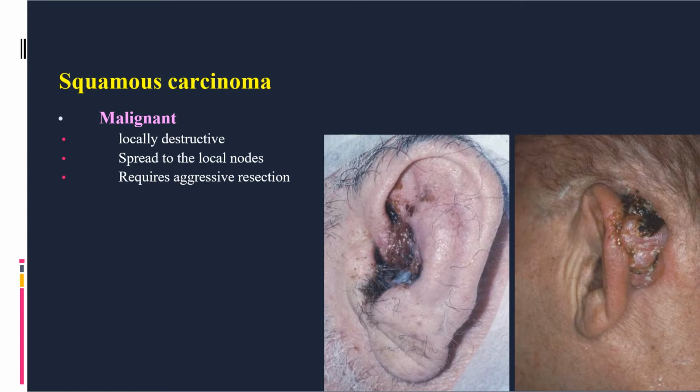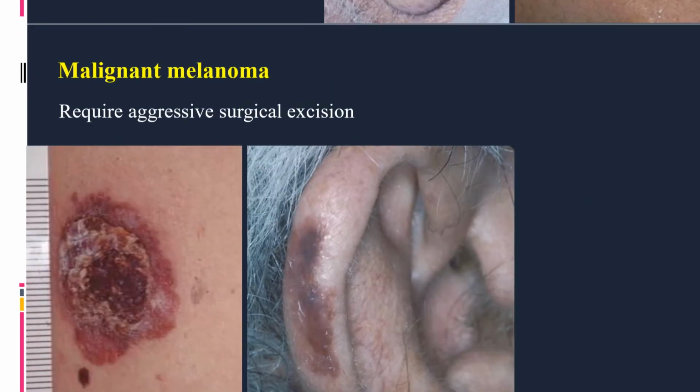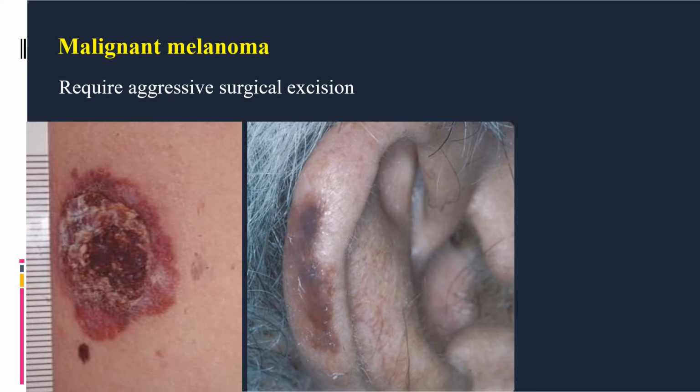Squamous cell carcinoma of the skin is a common form of skin cancer. Despite its malignancy, it is not life-threatening, but locally it can be destructive and may metastasize to lymph nodes, which requires aggressive resection. Benign proliferation of melanocyte is termed nevi, and the malignant proliferation is called melanoma. Melanomas are highly malignant and require extremely wide resection.